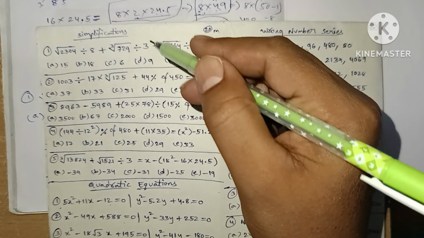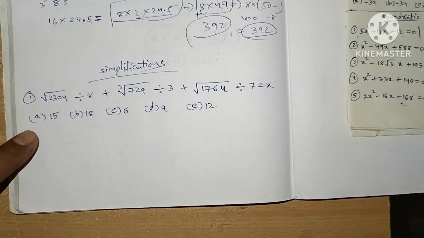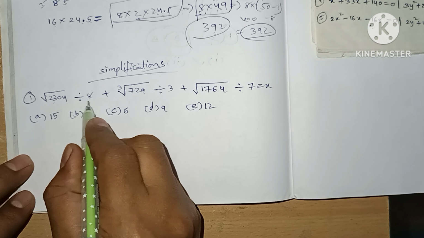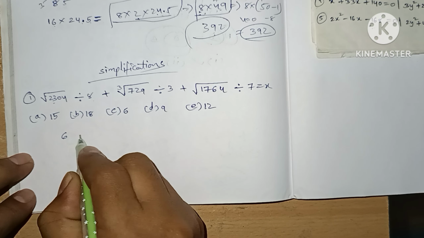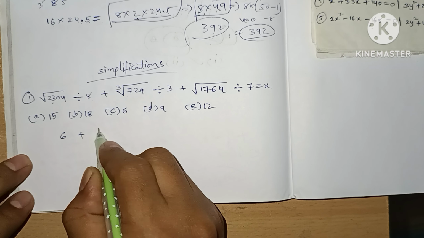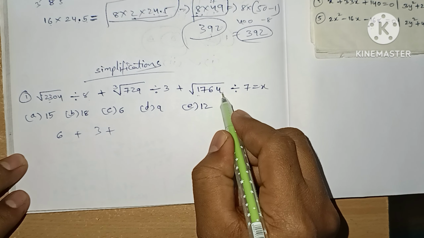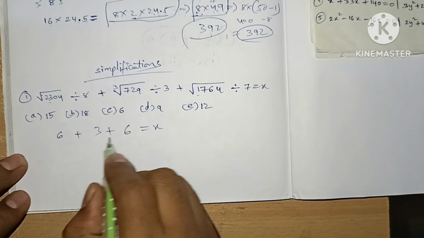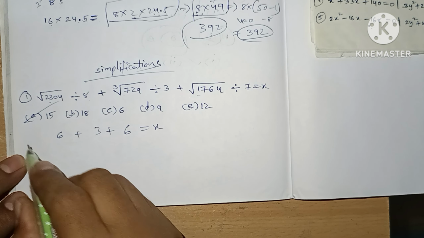Now we are going to see simplifications. Question number 1. 2304 divided by 8, which is 48. 48 divided by 8 means 6 plus cube root of 729. This is 9. 9 divided by 3, 3. 1764, which is 42. 42 divided by 7, which is 6. Total equals to x. 12 plus 3, 15. So option A is our answer.